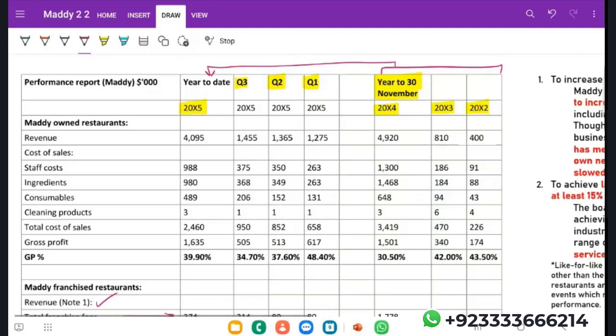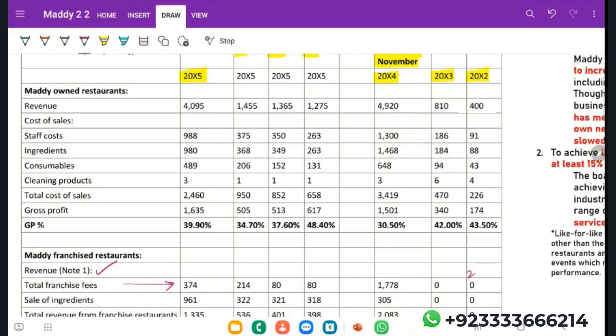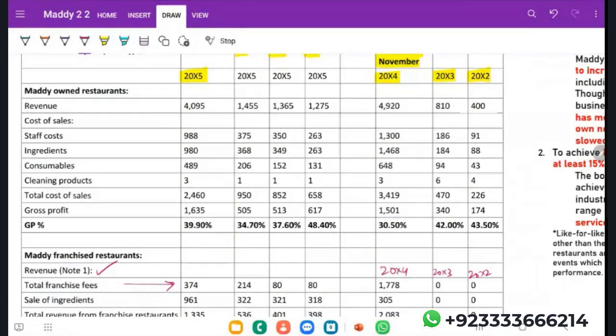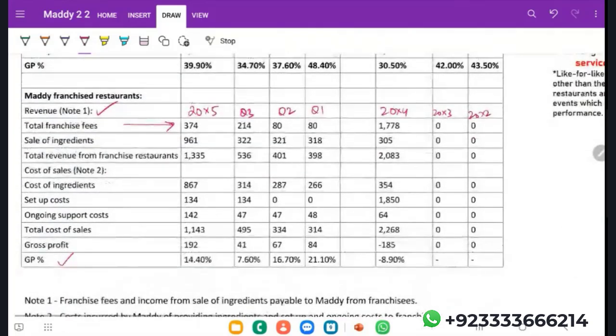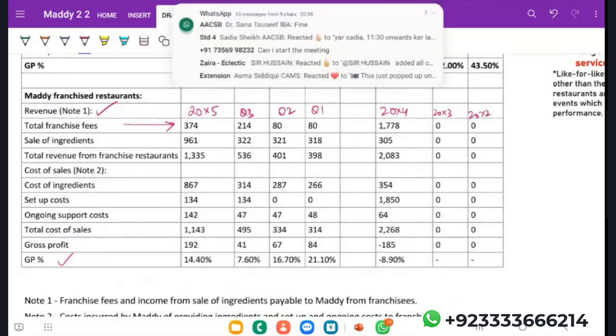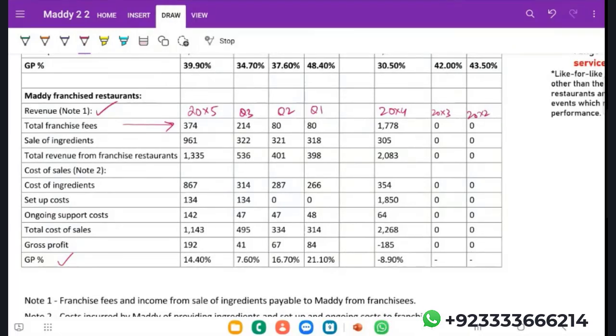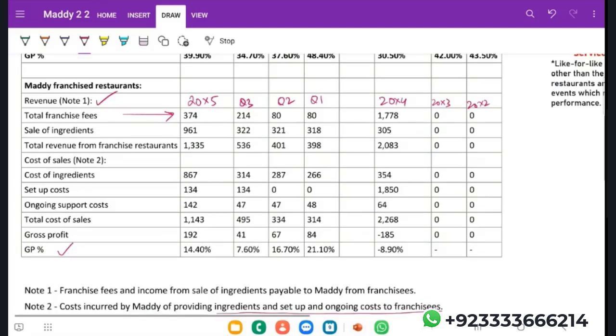And if you see this for 2002, 2003, 2004, and then quarter 1, quarter 2, quarter 3, and 2005, right? So this is basically the number of years. We don't have any figure in 2002 and 2003. That means they started developing the website and the restaurants from 2004, right? So this is basically the overall first part of the report.